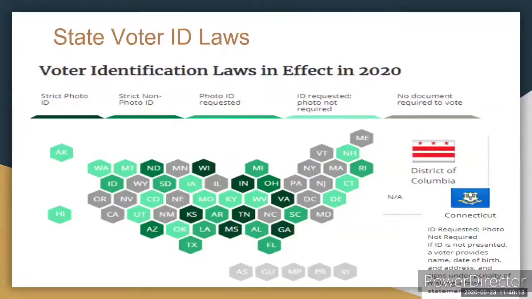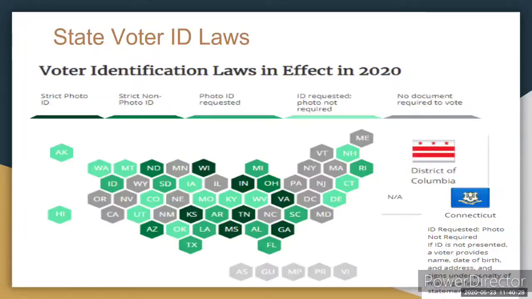So notably, the darker colors are the stricter states. They seem to be concentrated in the Midwest and some southern states. It broadens out the less strict you get.